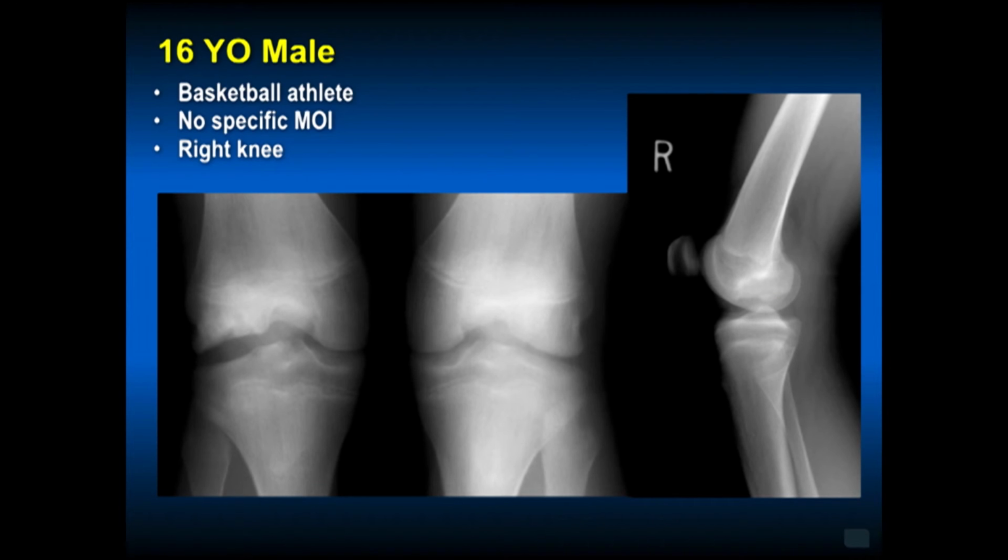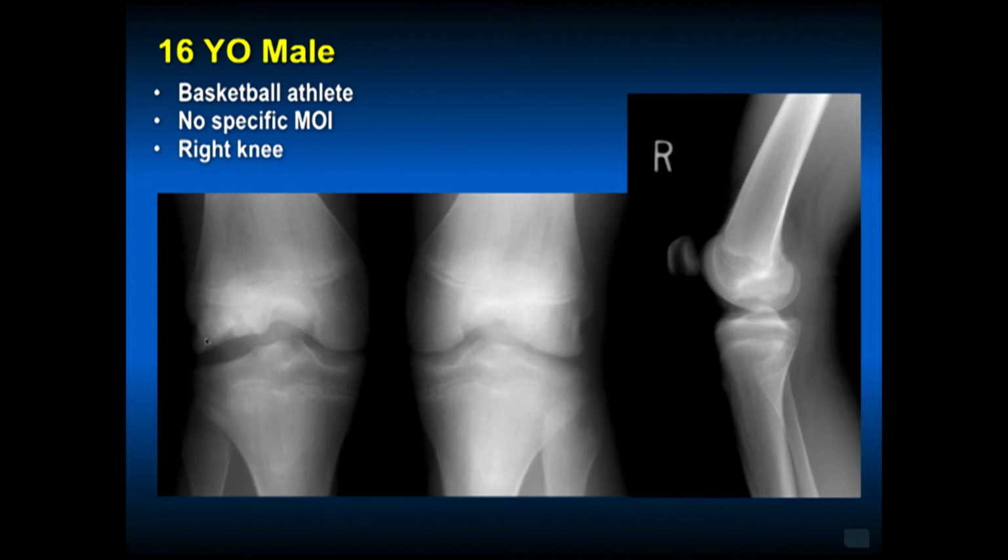This is a 16-year-old basketball athlete, no specific mechanism of injury. He plays a lot of basketball. He was complaining of pain in his right knee. His plain radiographs show a diffuse lateral femoral condyle osteochondritis dissecans lesion. You can see here where there's the normal shape of the medial femoral condyle. Lateral one should look similar. This is the normal lateral femoral condyle of his left knee.